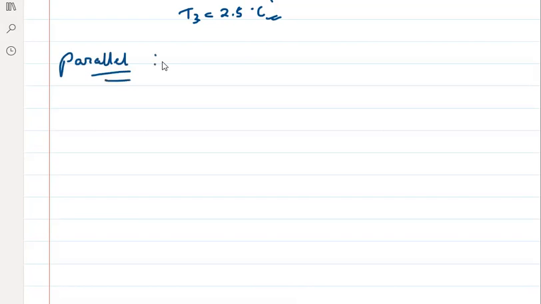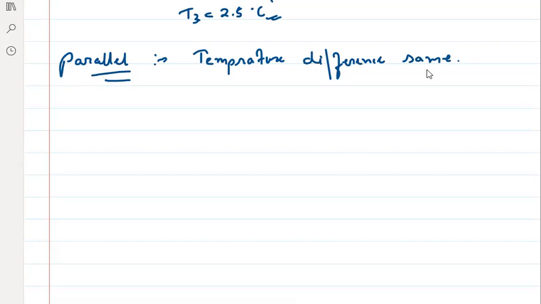Now we know that in parallel, we studied that the voltage difference should be same. Yes or no? So in this case, when you talk about heat current, the temperature difference should be same. Temperature difference should be same, right? Yes or no? Got it? Tell me, got it?